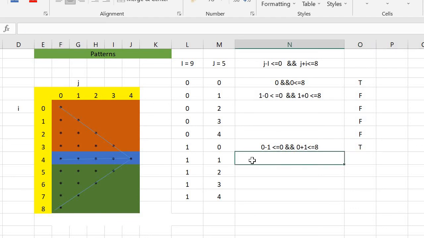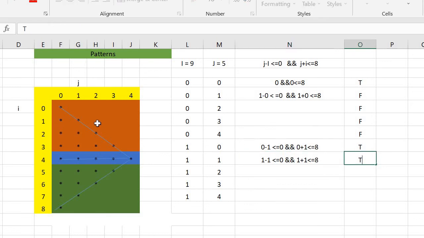Move on to the next condition. 1 minus 1 is less than or equal to 0. The condition is true. And 1 plus 1 is 2, of course, less than or equal to 8. The condition is again true. Therefore, it will print an asterisk over here as well.